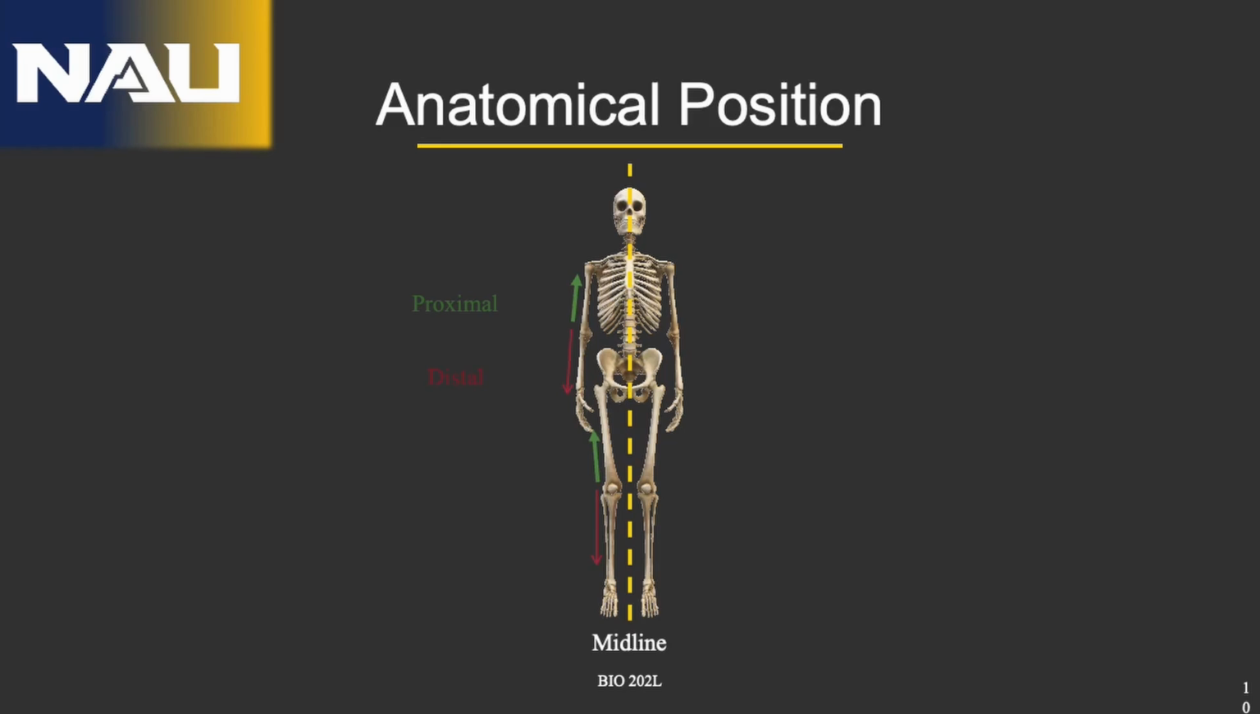Now this can be a relative term too, because you can say proximal and distal by themselves, or you could say proximal to something. So the thumb is proximal to the hand while the elbow is distal to the hand.